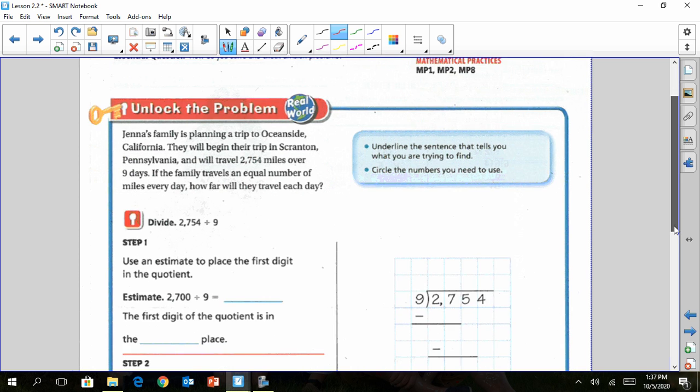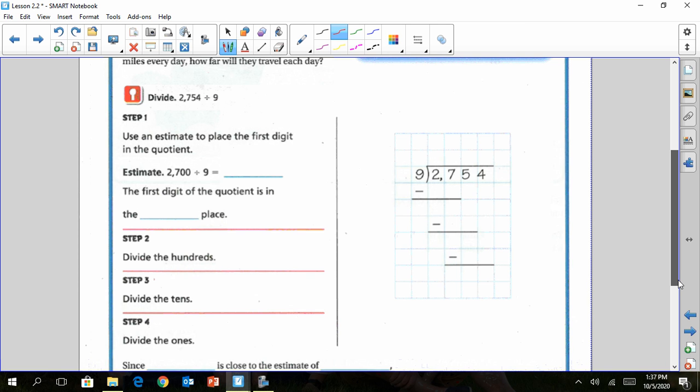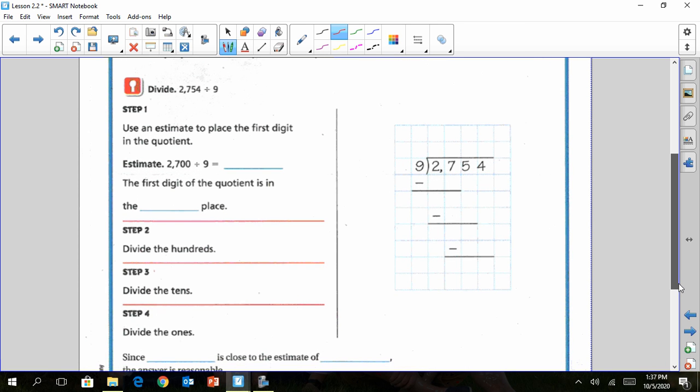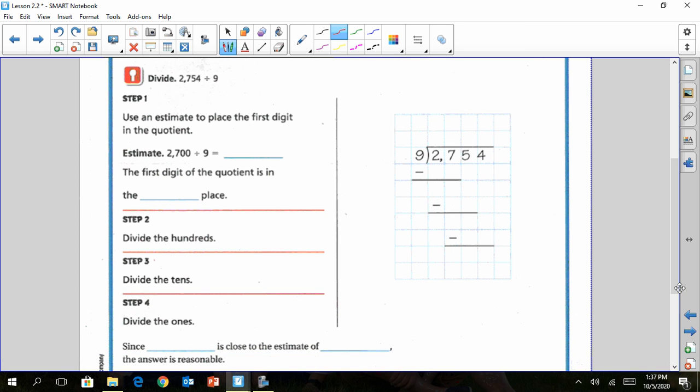In lesson 2.2, we're going to go ahead and start here. We're dividing 2,754 by 9. As we work through, again, we need to make sure we know our multiplication facts. So we're trying to see how many times 9 goes into each of these numbers. We first start in the thousands place here with the 2. 9 does not go into 2, so we're going to go ahead and place an X there. And then we're going to treat this as 27. So how many times does 9 go into 27? Well, 9 goes into 27 3 times.